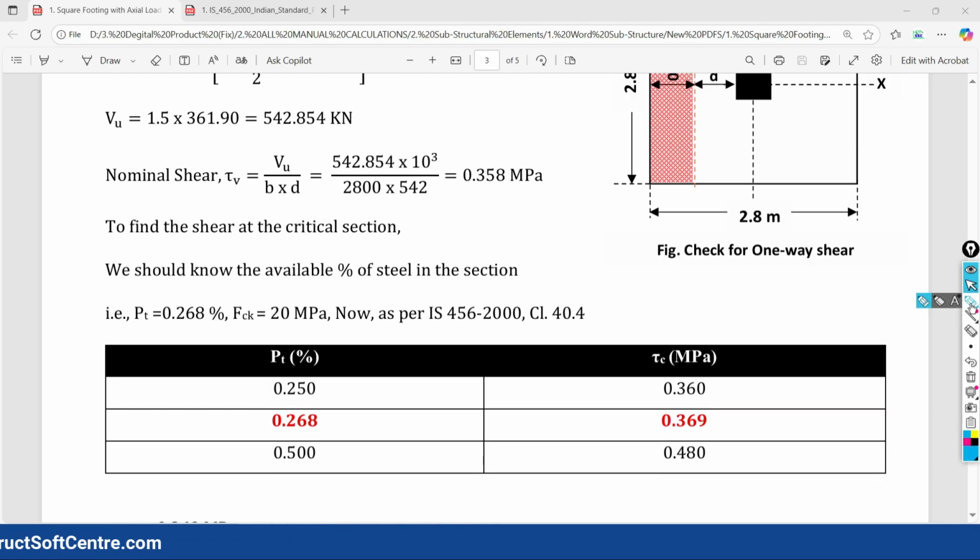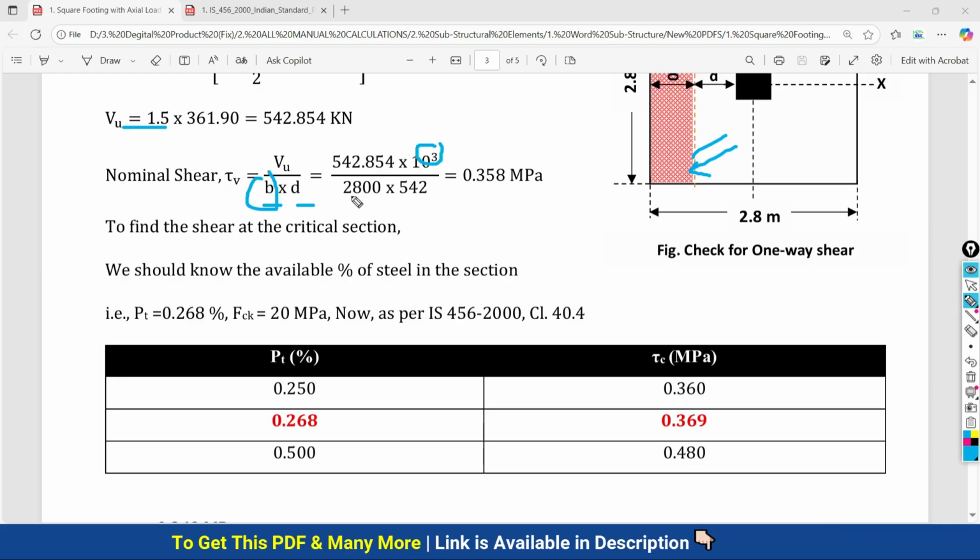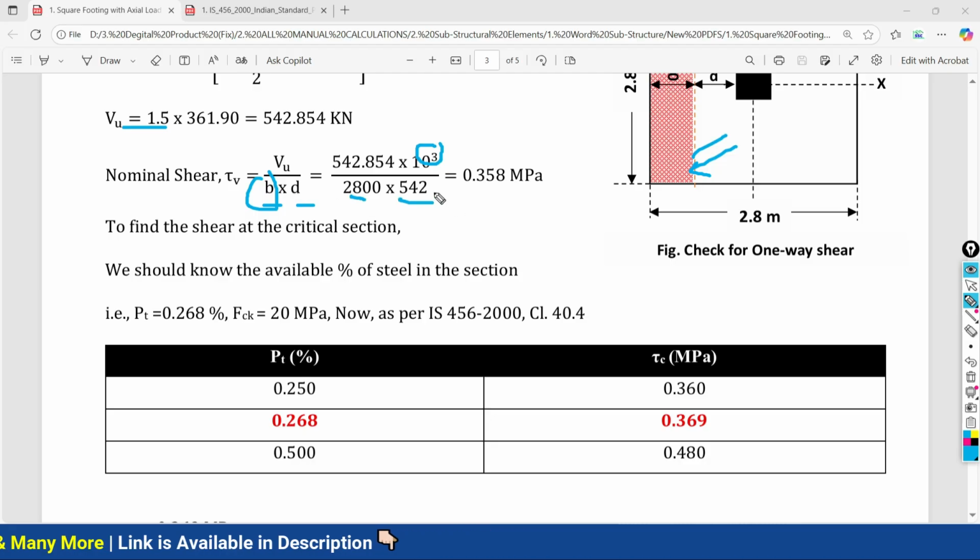Now we have to calculate the nominal shear. Due to this ultimate shear force, what shear stress is going to be developed at this section. So the formula is Vu upon b into d, where Vu we have to put in Newton, 542.854 into 10 raised to 3, divided by the transverse dimension 2800 multiplied by the effective depth 542. So the nominal shear which is going to develop at this section is 0.358 MPa, meaning Newton per mm square.